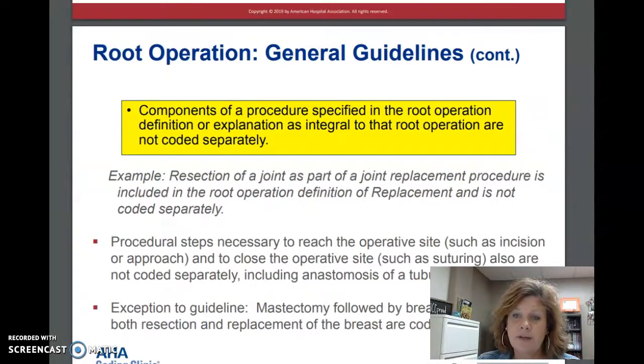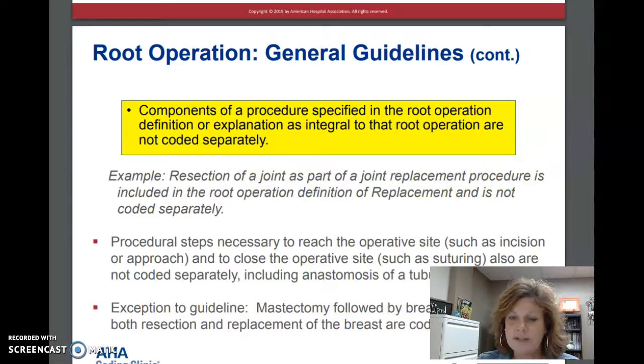Components of a procedure specified in the root operation definition or explanation are integral to that root operation and are not coded separately. So an example, if we have resection of a joint as part of a joint replacement procedure, it is not included in the root operation definition, replacement, and is not coded separately. So if they're doing a total knee, basically what they're doing is replacing the knee. We're not going to code them for initially taking out the resection.